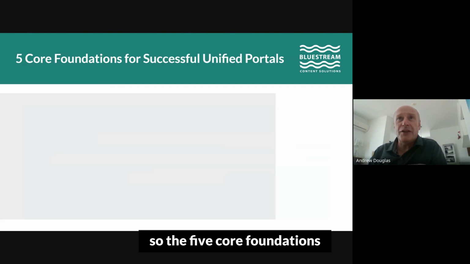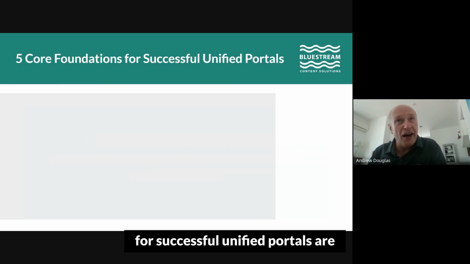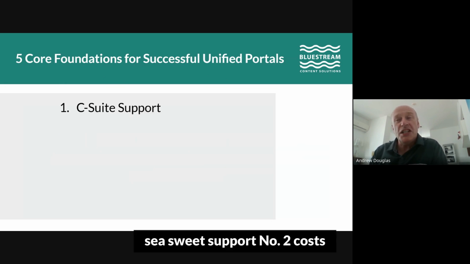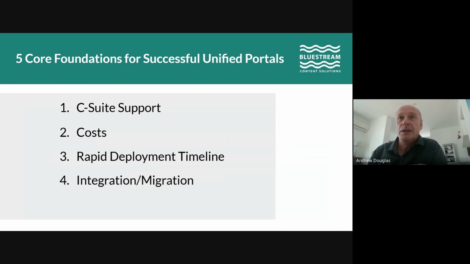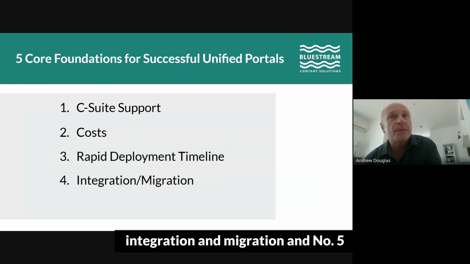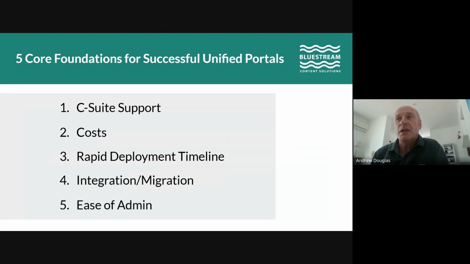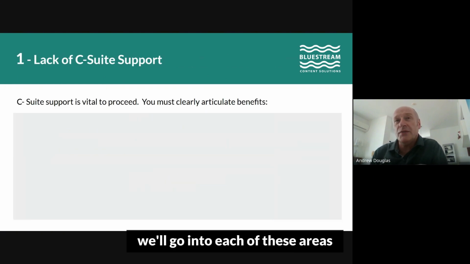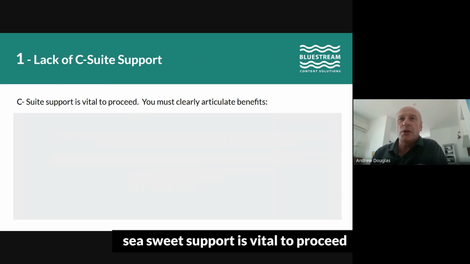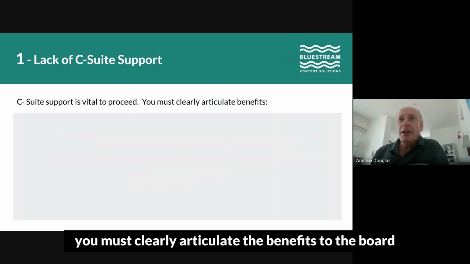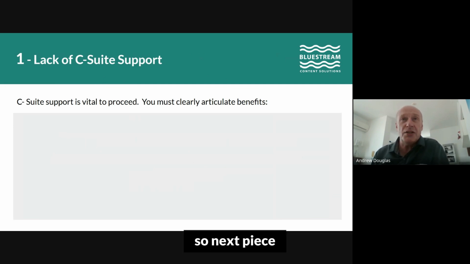So the 5 core foundations for successful unified portals are, number 1, C-suite support. Number 2, costs. Number 3, rapid deployment time. Number 4, integration and migration. And number 5, ease of admin. So we'll go into each of these areas and what's going on here. So, lack of C-suite support. C-suite support is vital to proceed. You must clearly articulate the benefits to the board and get their support in the following ways. So next piece.